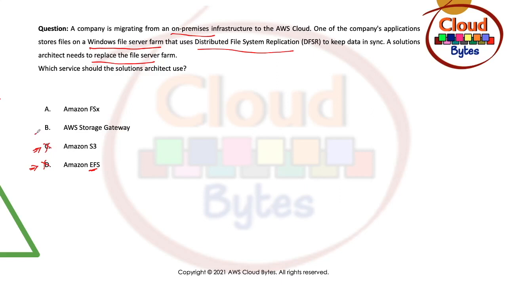Let's look at the AWS Storage Gateway. Now, if you look at the AWS Storage Gateway, it's a service that is primarily used to connect the on-prem network to the cloud, and then you can have a kind of sync between on-prem and cloud.